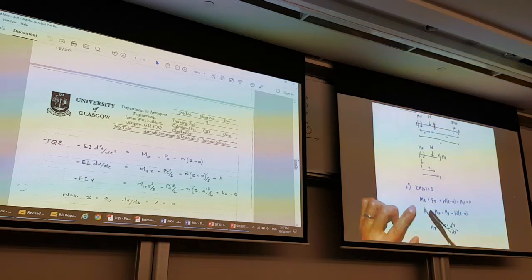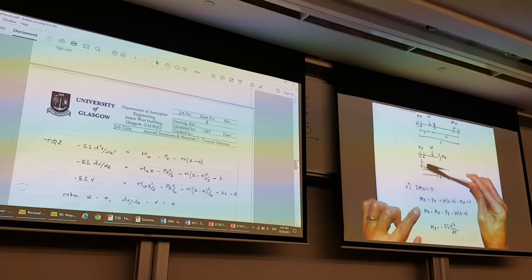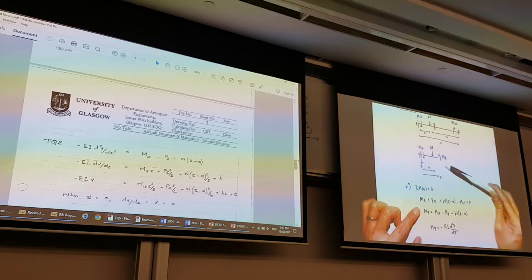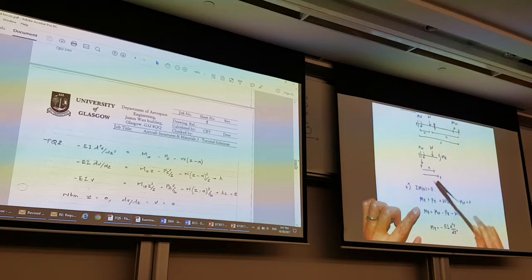So you have your MZ, right, plus your PZ. Why is it PZ? It's because you have a force over here, right? So this force is going to induce a counterclockwise moment. And what is the moment arm? It is Z. Right, so that's why you have a PZ here.